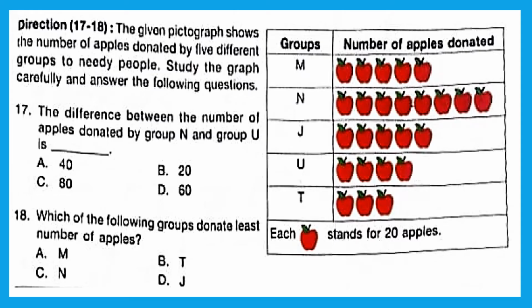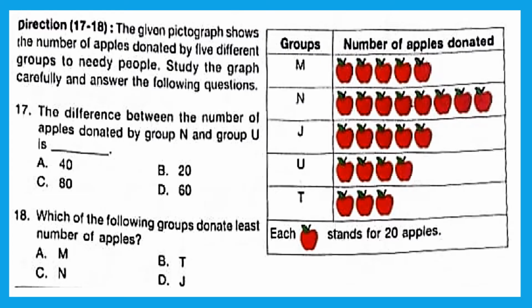Directions for 17th and 18th question. The given pictograph shows the number of apples donated by 5 different groups to needy people. Study the graph carefully and answer the following questions. So in any pictograph, first you see the graph and then try to understand the total numbers of each. Let's see, there are groups M, N, J, U, T and then number of apples donated. Each pictorial apple stands for 20 apples. That's what I was talking about. You solve and get the actual numbers.